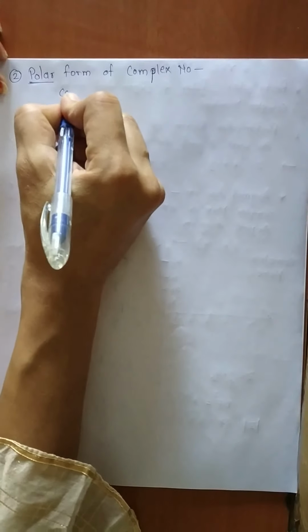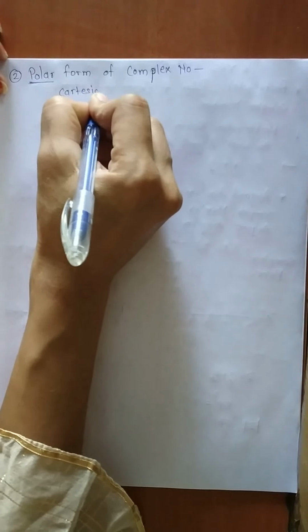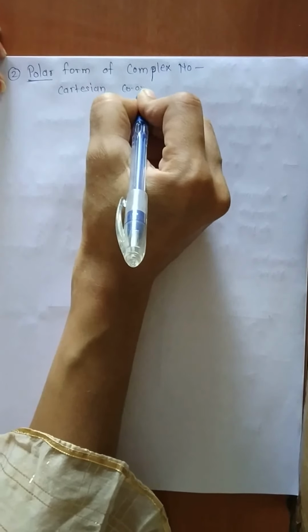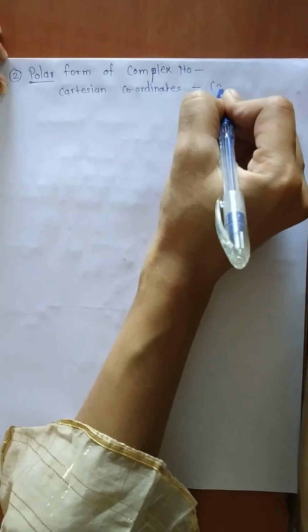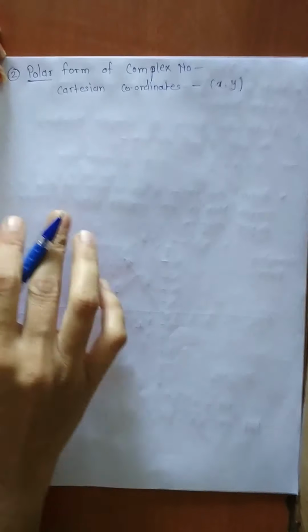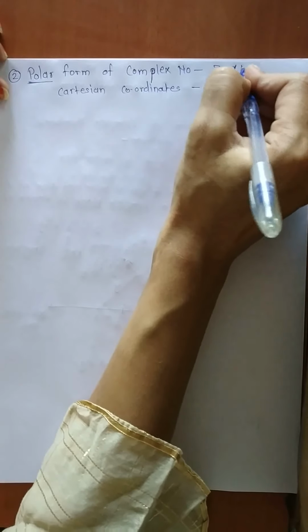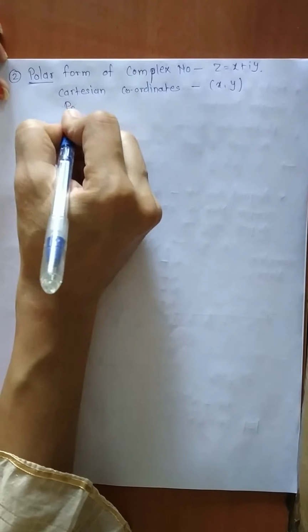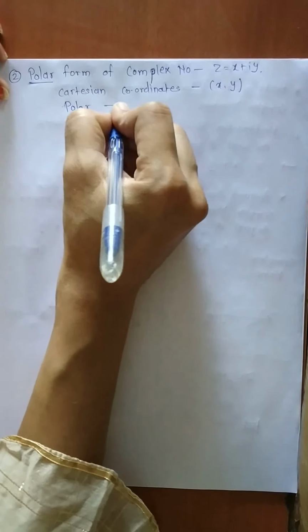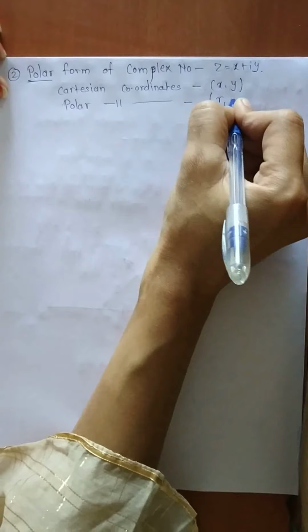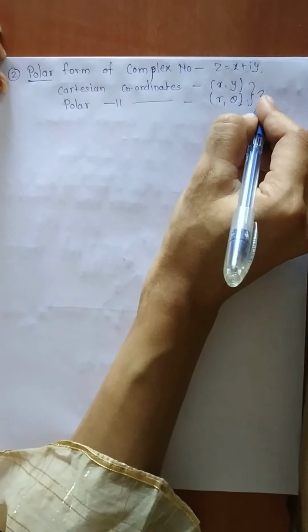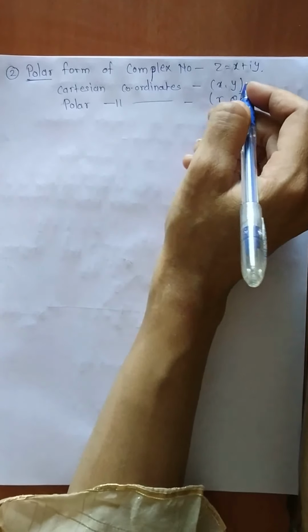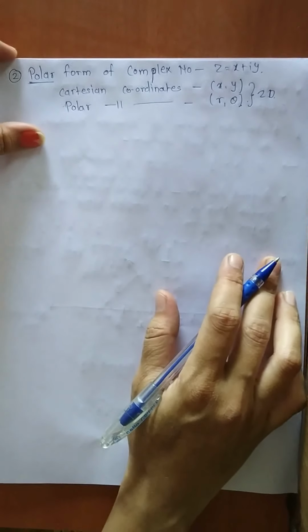For Cartesian coordinates, we require x and y, since a complex number is two dimensional, that is z is equal to x plus iy. For polar coordinates, we will need r and theta. Actually in three dimensions there are r, theta and phi, but since a complex number is two dimensional, we need only two coordinates, that is polar coordinates r and theta.